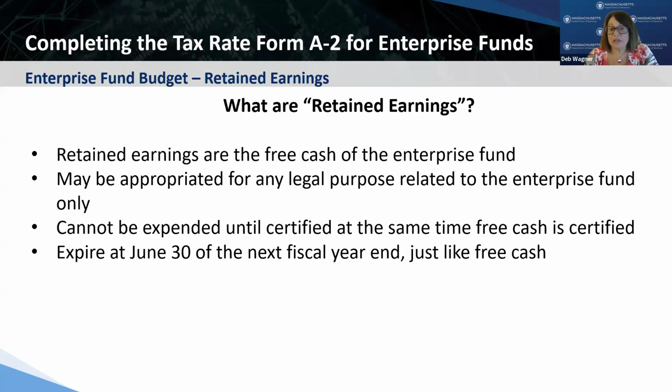And retained earnings can't be expended until certified at the same time free cash is certified. We certify retained earnings with your balance sheet at the same time that we certify free cash. And like free cash, retained earnings expire at June 30th of the next fiscal year end. So if we certified your June 30th, 24 retained earnings, those retained earnings expire as of June 30th of 25.